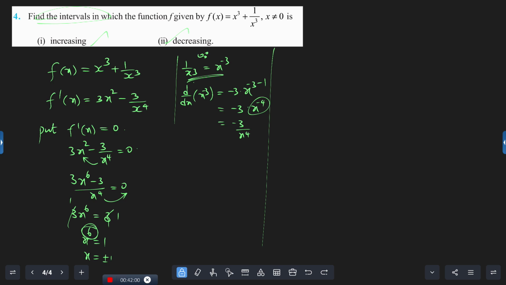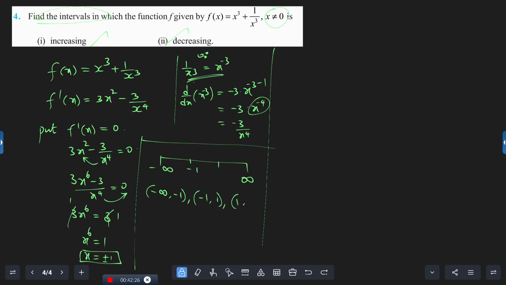So the power is even, so surely you will get x value plus or minus 1. How can you split the interval? Minus infinity to plus infinity, and they said we should not take 0, 0 alone we should not take. So with minus 1 and plus 1, the intervals are minus infinity comma minus 1, minus 1 comma 1, and 1 comma infinity. This is my interval. In these 3 intervals, you check where it is increasing and where it is decreasing.